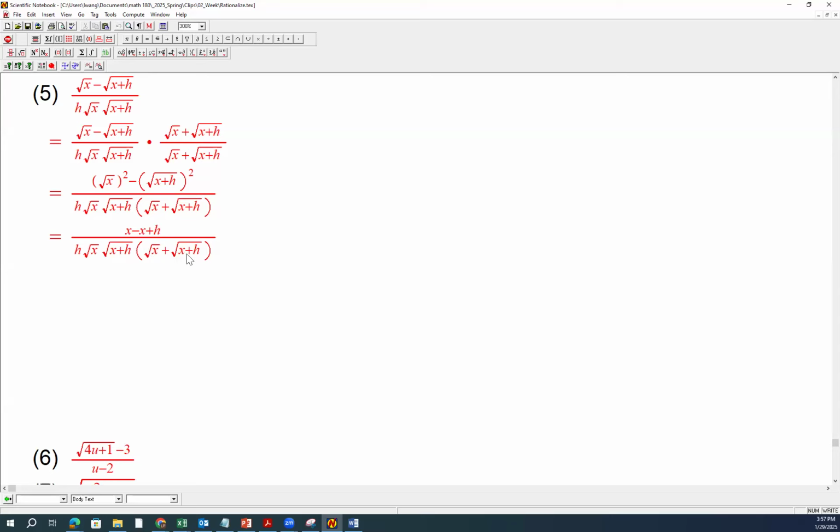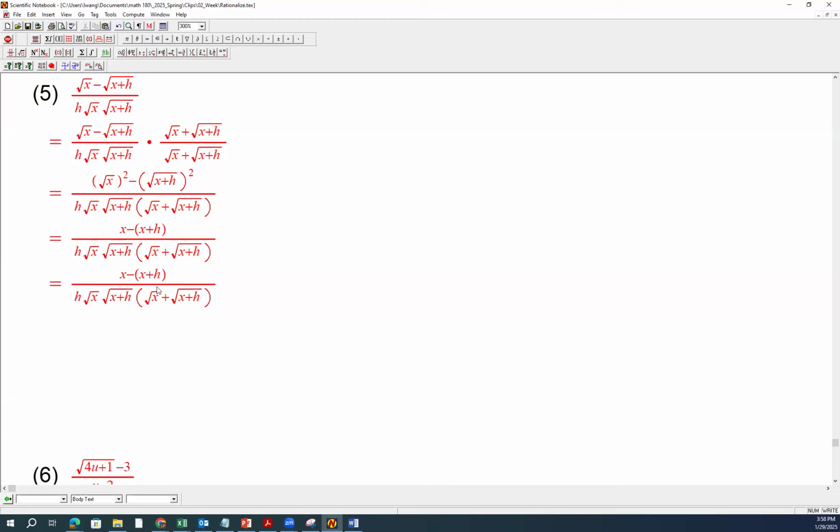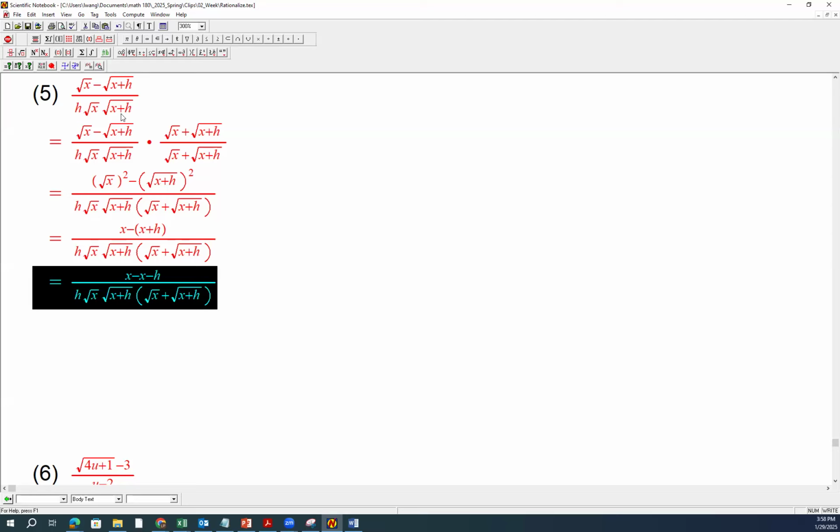If you write it like this, you already made a mistake, because this x plus h should be in parentheses. Or if you drop the parentheses, you know why and how you drop them: you're distributing the negative sign to x and to h. So when we drop the parentheses, we have x minus h. Okay, so let's keep going.